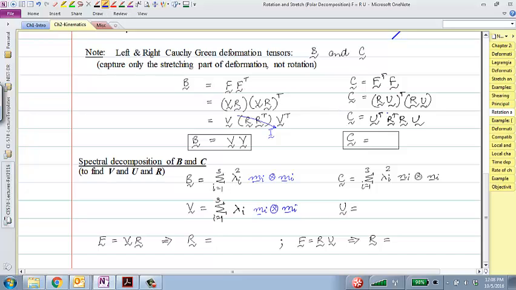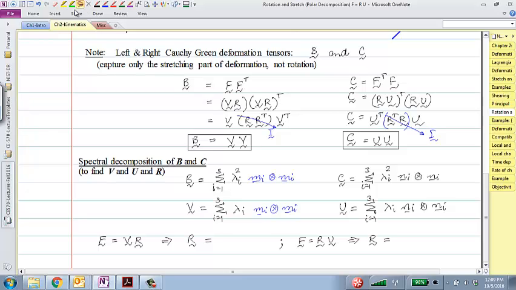In the middle out here, that goes to identity. Therefore, C is equal to U transpose U, which is the same as U and another U there. So we get C is equal to U squared and B is equal to V squared, which also means that we can find U from C just by doing the same process with the spectral decomposition, sum over i going from 1 to 3, lambda_i, n_i dyad n_i.